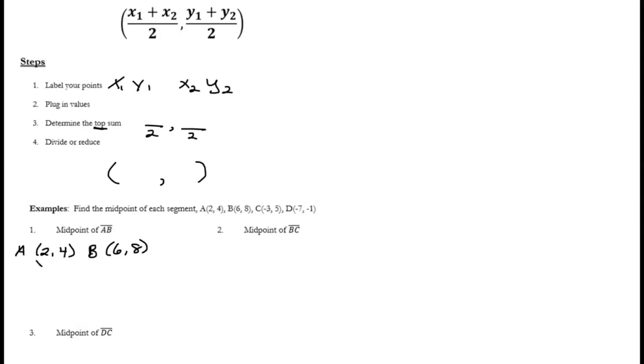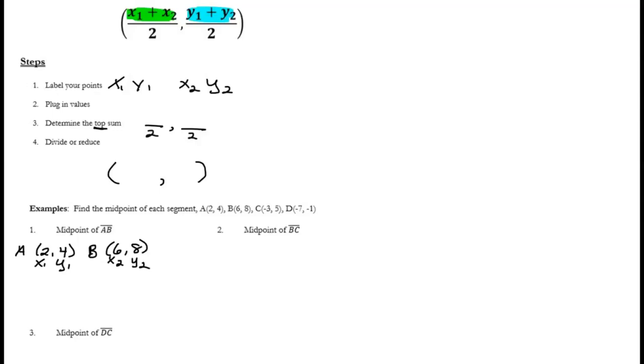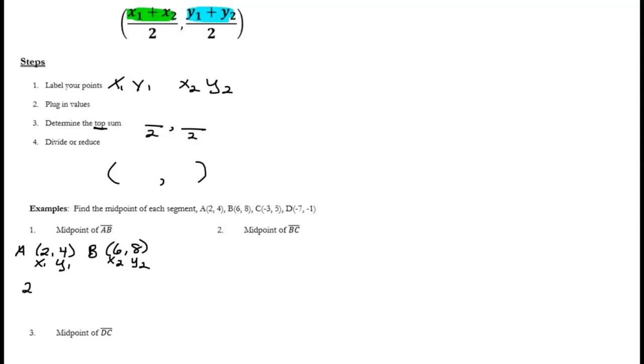This 2 is the first x I see, so it's x1. This 4 is the first y I see, so this is y1. And then x2 and y2. Okay, so now I plug it into my formula. And if you notice, x's are on top of the first fraction, and then y's are on top of the second fraction. We never mix our x's and y's. Okay, so now my first x is 2, plus my second x is 6, all divided by 2. I'm going to put a comma. There's a comma in the formula. And then now I do my y's. My first y is 4, my second y is 8, and all over 2.